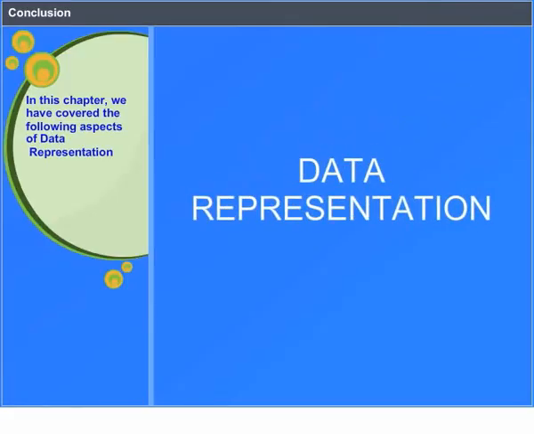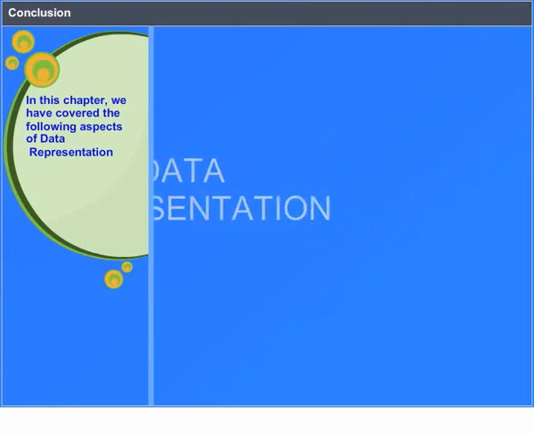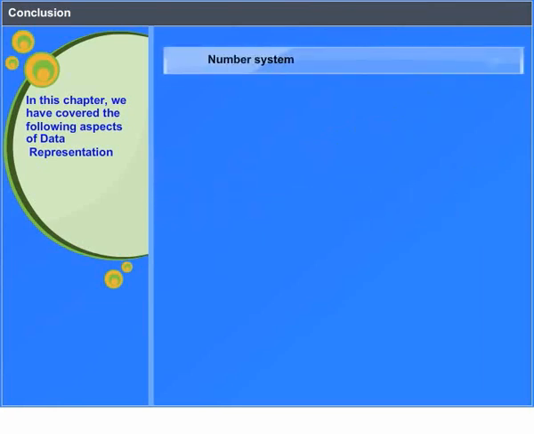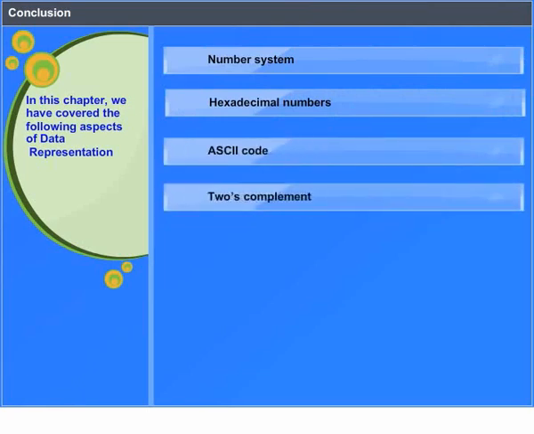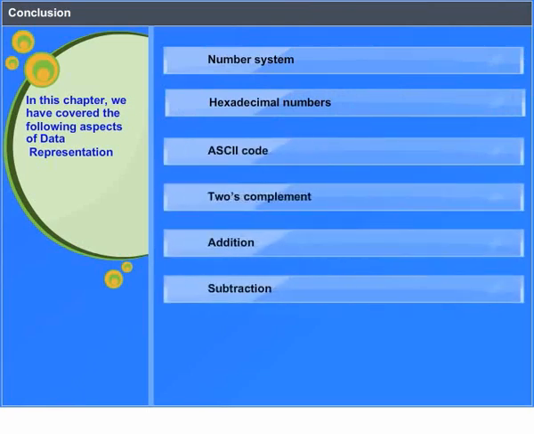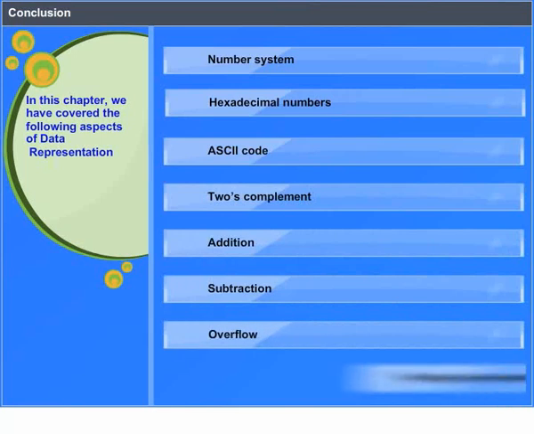Conclusion. In this chapter, we have covered the following aspects of data representation: number systems, hexadecimal numbers, ASCII code, 2's complement, addition, subtraction, overflow, and floating point representation.